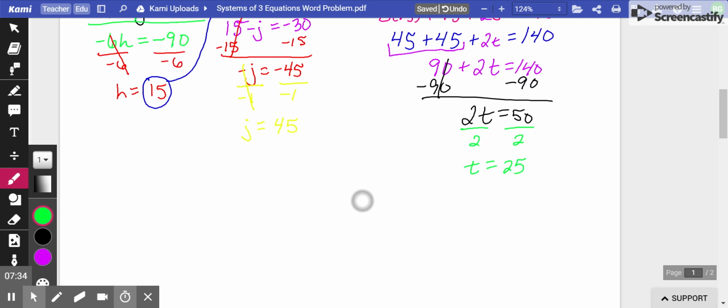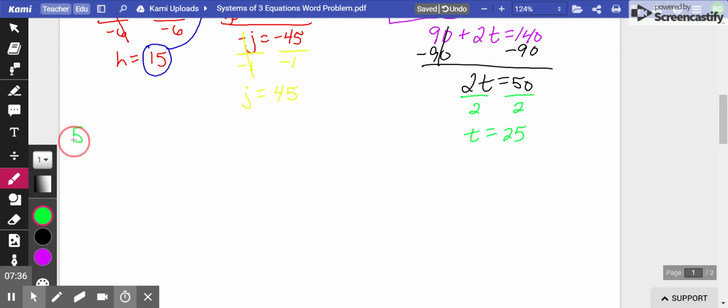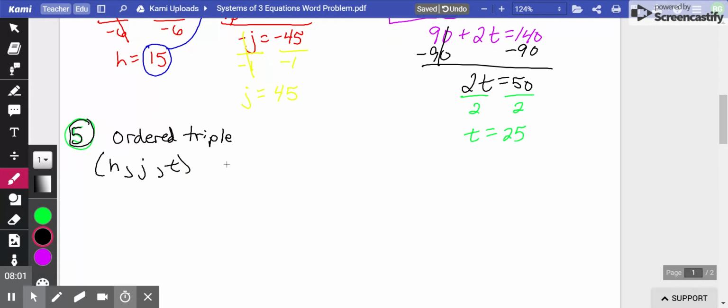Now the last step to all this, step 5, is writing your answer in the proper format. If there's no context to the problem, you write it as what's called an ordered triple. It's an ordered triple instead of an ordered pair because we have 3 variables. In this case, it always goes in alphabetical order. It would be h, comma, j, comma, t. So in our situation, it would be 15, comma, 45, comma, 25.